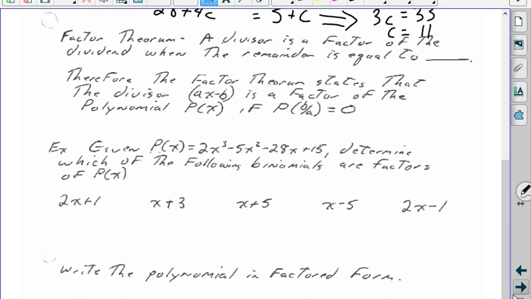Factor theorem. You've probably figured out I'm leading up to factor theorem because it is very useful. The divisor is a factor of the dividend, i.e. what we're dividing into it, when the remainder is equal to 0. So the factor theorem states the divisor, ax minus b, the a can be 1, is a factor of the polynomial if we evaluate the polynomial at the 0 of this guy and we end up with 0 getting out of it.